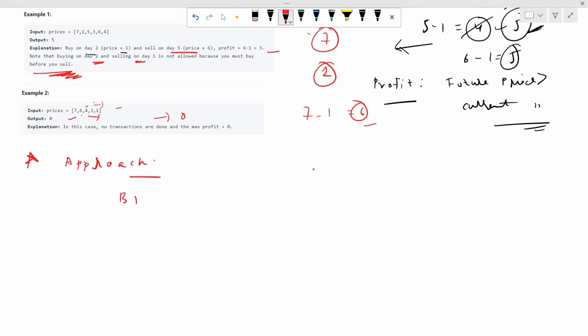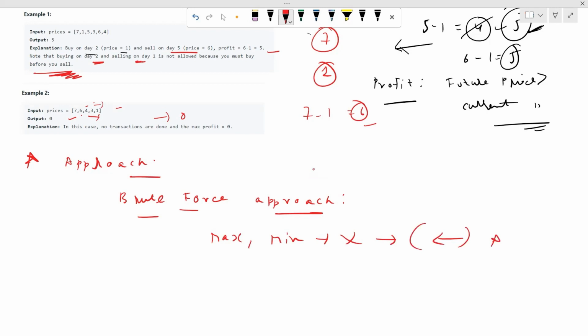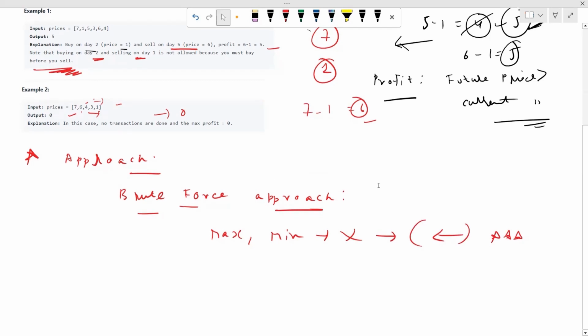So now, first of all, let's talk about the brute force approach. You might be thinking, let's take the maximum and minimum and subtract them. But this approach will not work, because we cannot traverse back in the array. Now let's think of some other approach, like a naive approach. Let's take this example: 7, 1, 5, 3, 6, 4.